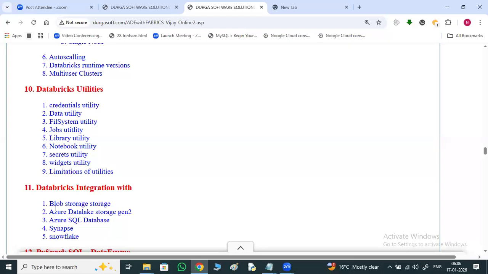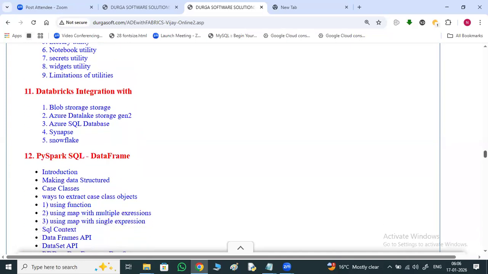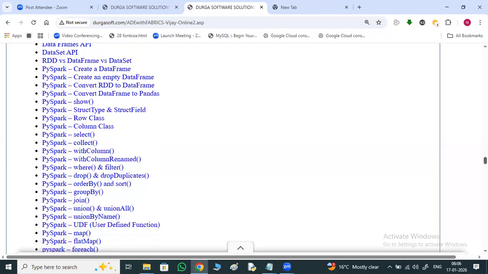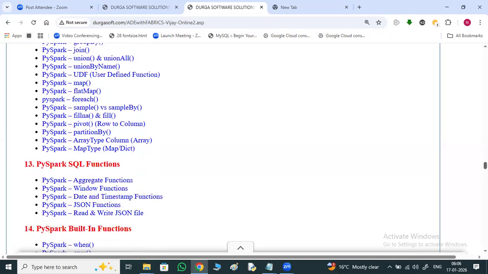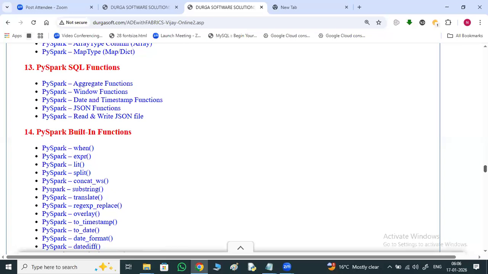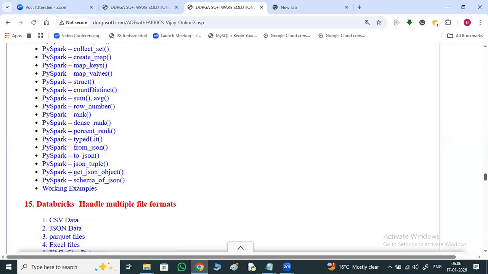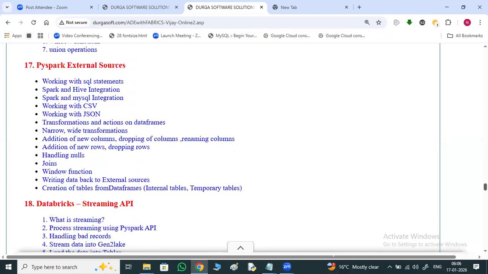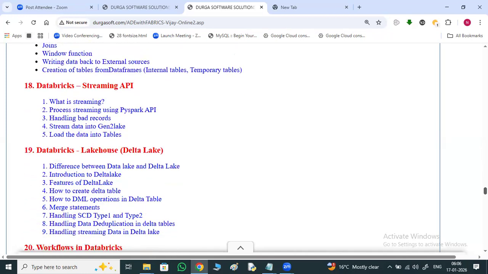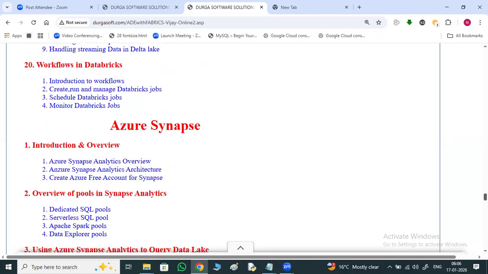Databricks integration with blob storage, Azure Data Lake, Azure SQL Database, Synapse, Snowflake. PySpark SQL data frames: creating data frames, select, collect, withColumn, column rename, drop, order by, group, join, UDF, flat map, all these things we'll discuss. Finally PySpark SQL functions, built-in functions, Databricks handling multiple file formats, batch processing, external sources, streaming API, Databricks Lakehouse, and workflows in Databricks.